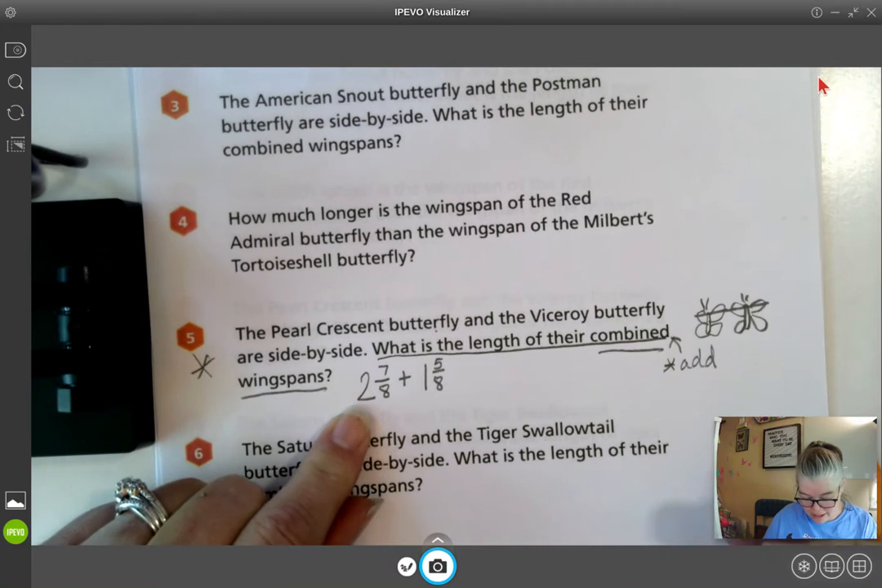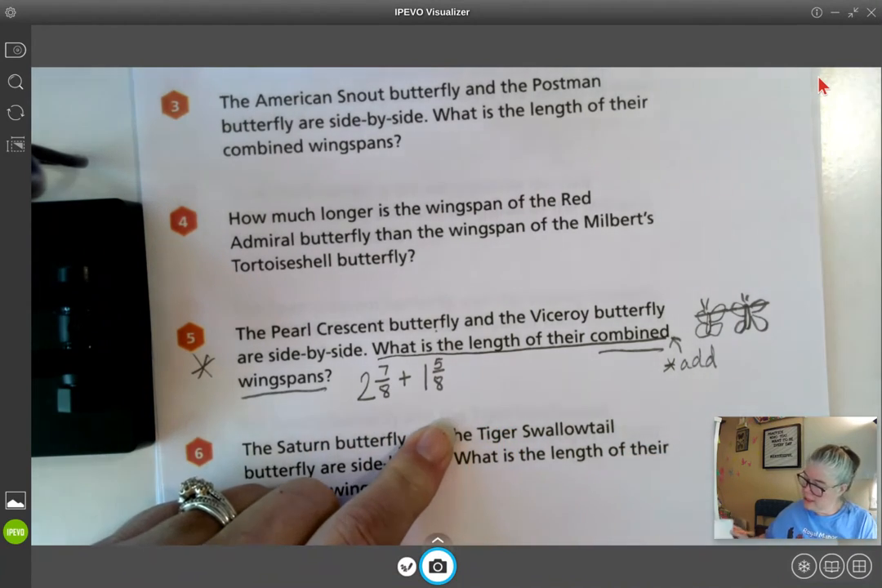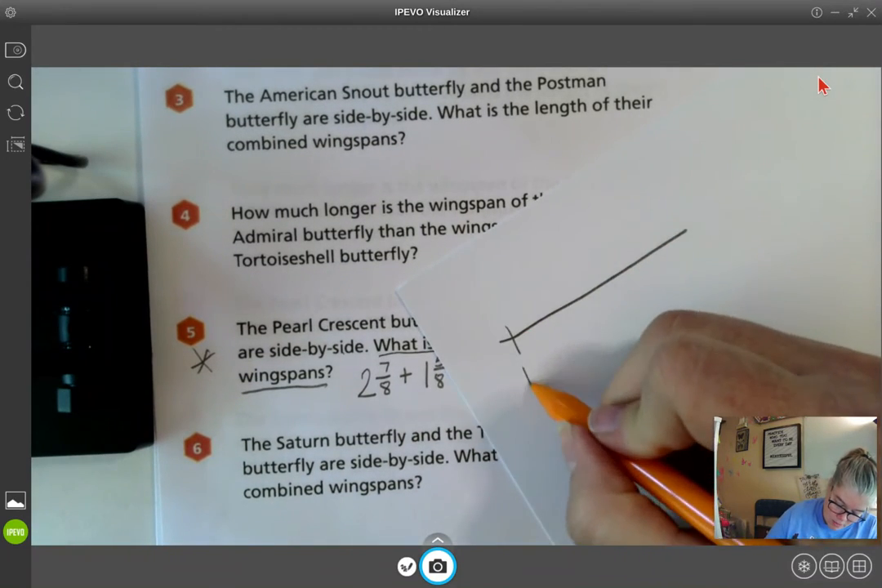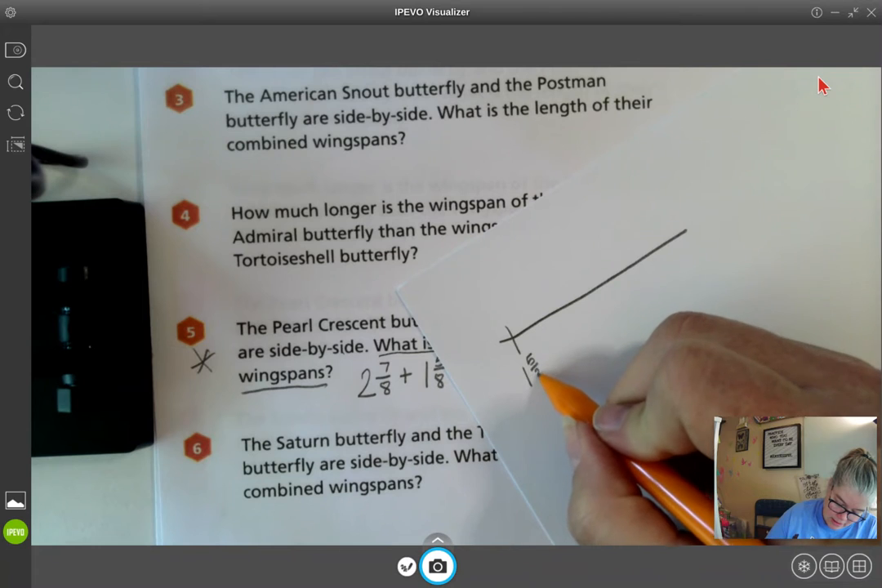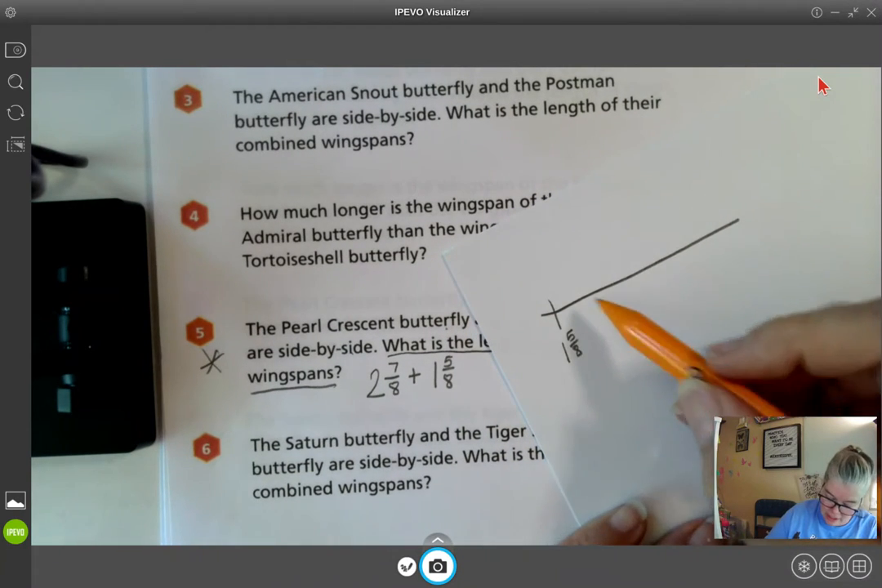I can use my same strategy where I count on. I can use an open number line and start at 1 5/8. And then I can add 2 7/8.